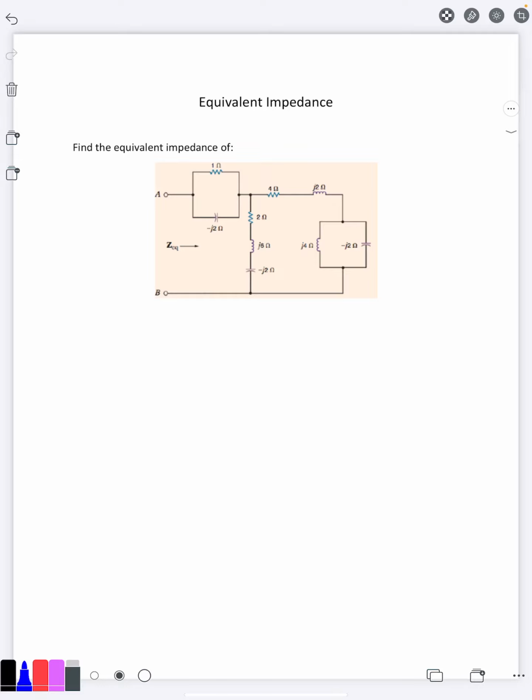Now, I'll start by combining the two sets of parallel impedances. For the top one, we're going to have 1 in parallel with a minus 2j, which is 1 times negative 2j over 1 plus a negative 2j. That's a negative 2j over 1 minus 2j. Can't really simplify that much.